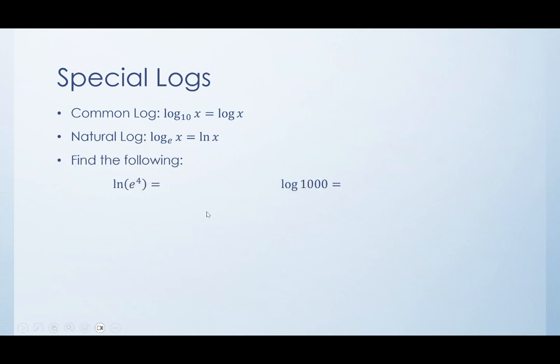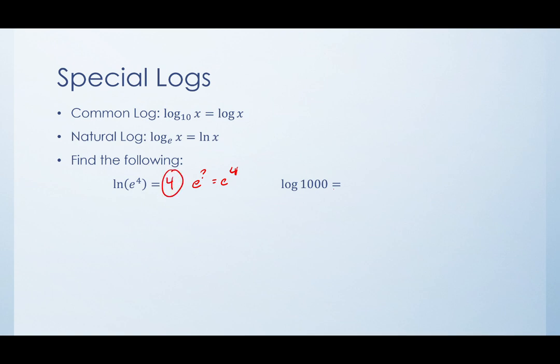So same story works here, right? If we want to know natural log of e to the 4, we're saying e to the what power equals e to the 4. And as soon as we rewrite it that way, we know our answer is 4, right?